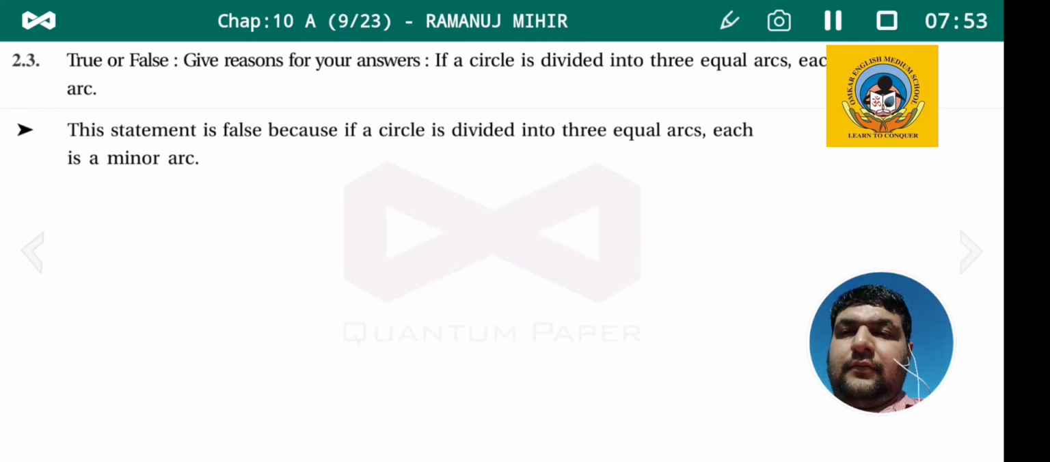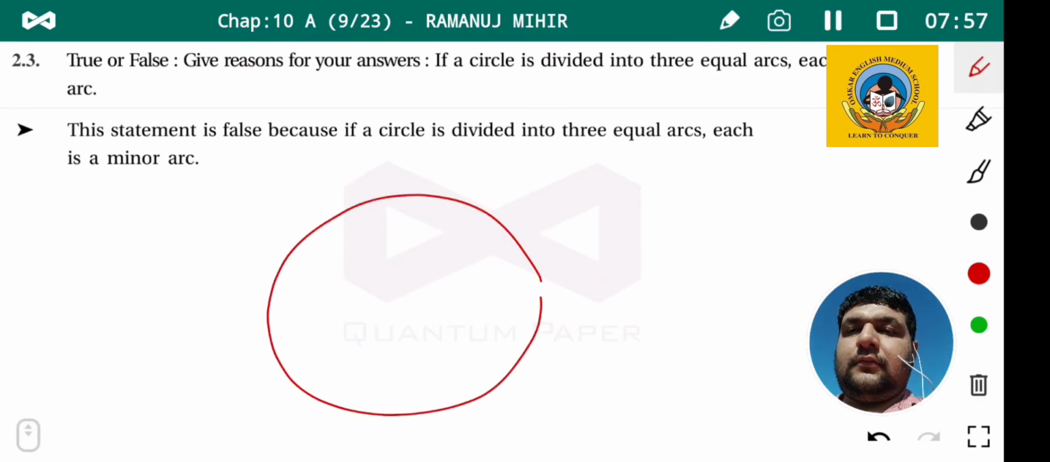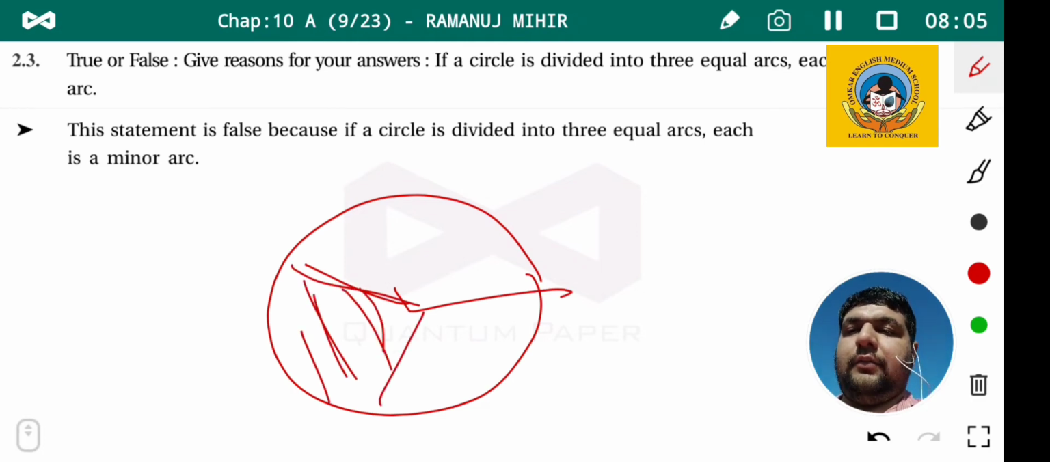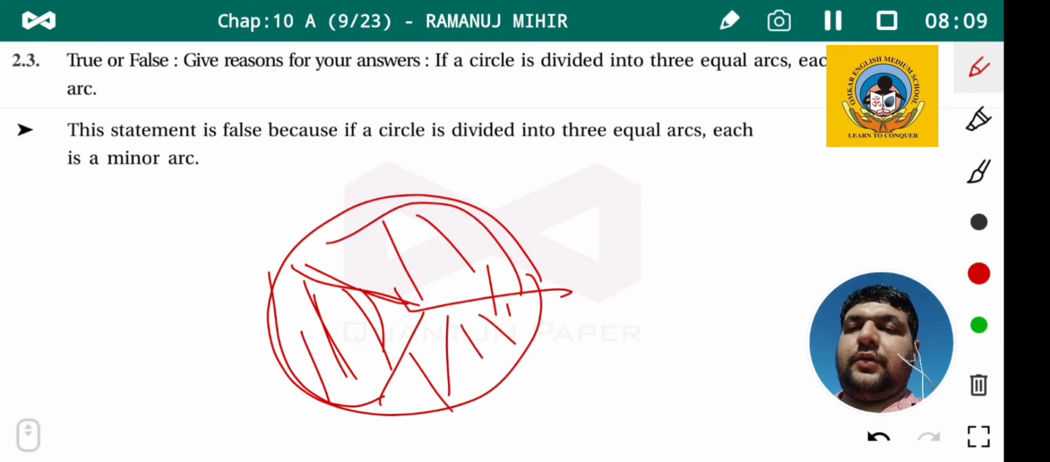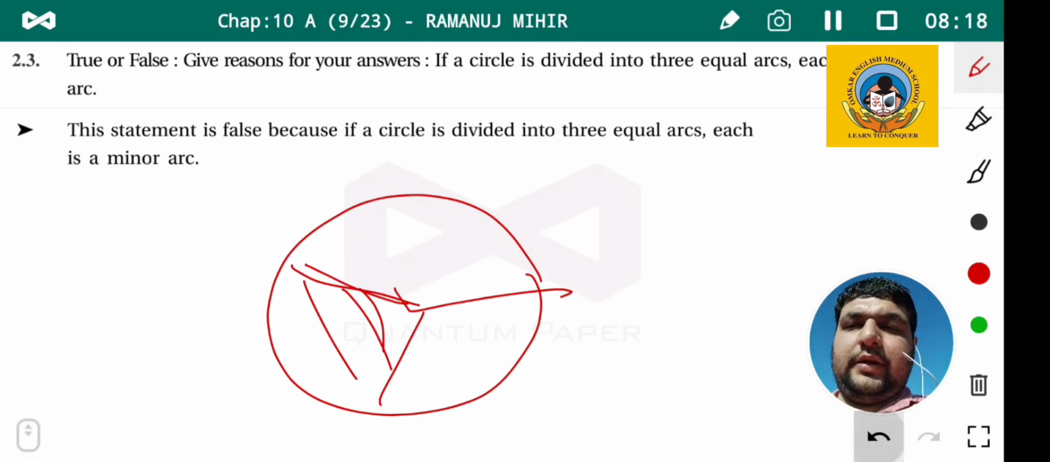See, if this is a circle and we divide it into three parts, this is the first part, it will be a minor arc. This is the second part, it will be a minor arc. So first of all, let us understand what is major arc and minor arc. It will be helpful for your understanding.